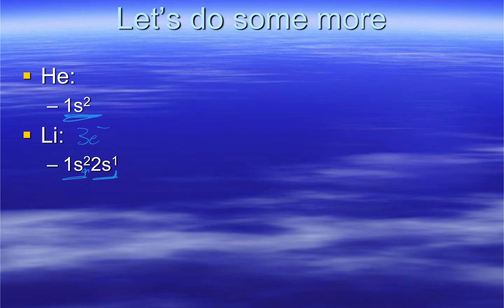If I want to do the orbital diagrams, for helium, for example, helium is going to have 1s and it's going to have 2 electrons. Lithium will have both the 1s and the 2s energy level orbitals, and I'll have 2 electrons there going in opposite directions and only 1 electron in 2s.